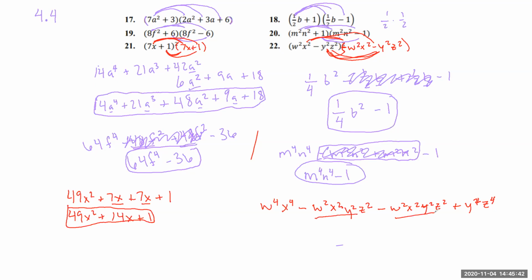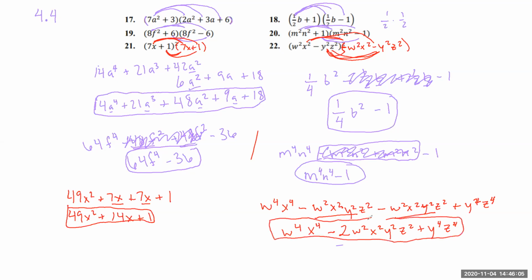These 2 are like terms because they have all the same variables and exponents. So when we combine them, it will just be a negative 2w squared x squared y squared z squared plus y to the 4th z to the 4th, and then of course out front we have that w to the 4th x to the 4th. And that is our final answer there because there's nothing else that we can combine because nothing else is like terms. And that takes care of those problems there.